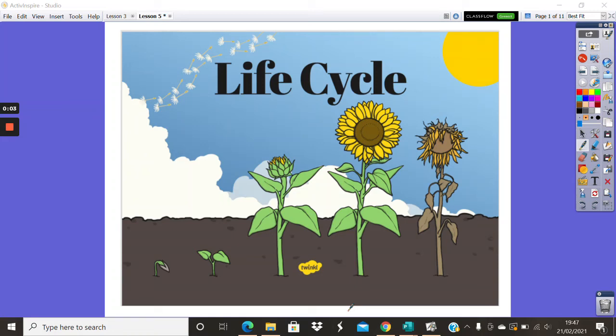Good afternoon, Year 3. Here is Lesson 6 input of our science, and we are going to look at the life cycle of a plant.